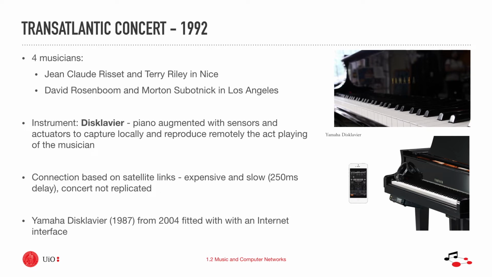Another early example of network music performance is the Transatlantic Concert of 1992, with 4 musicians, Risset and Rioli in Nice, and Rosenbloom and Subtonic in Los Angeles. For this performance, they used the Yamaha Disklavier, which is a piano augmented with sensors and actuators, which can capture locally and reproduce remotely the act of playing.